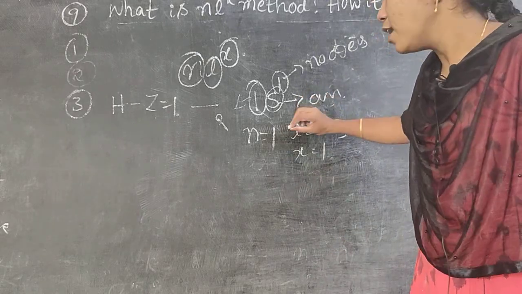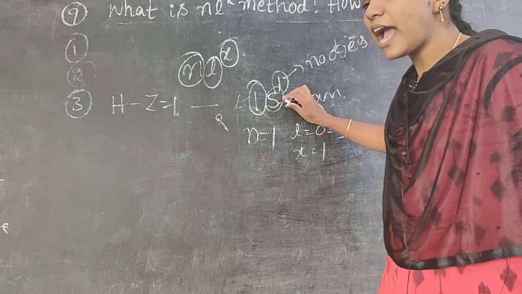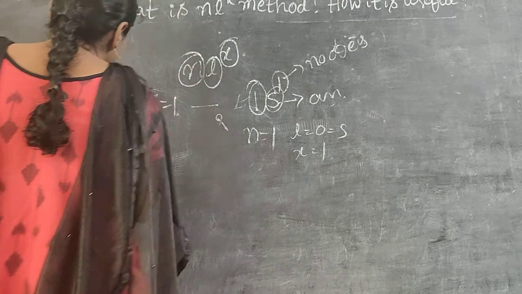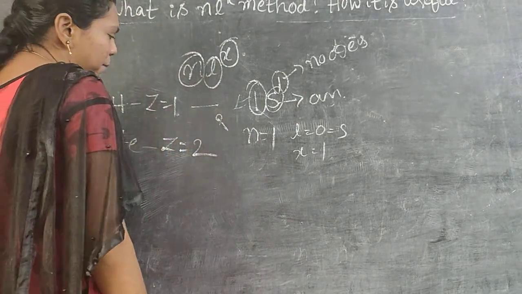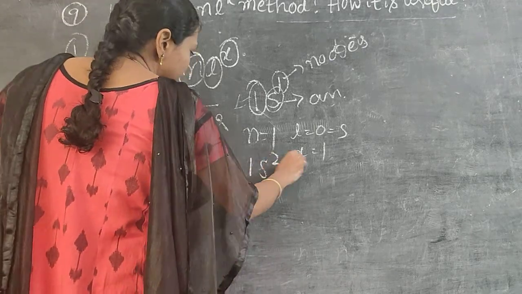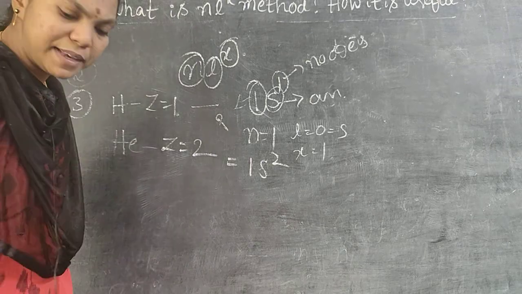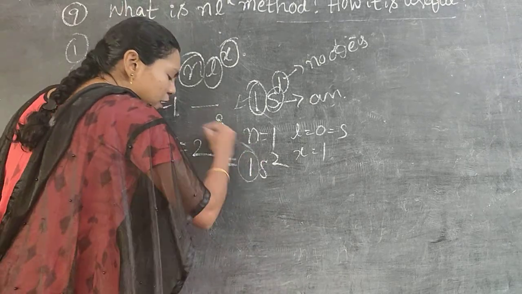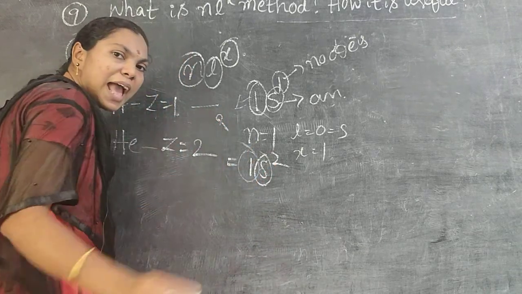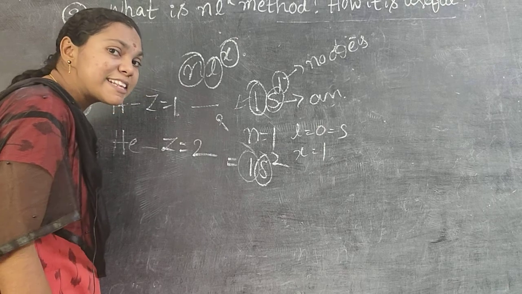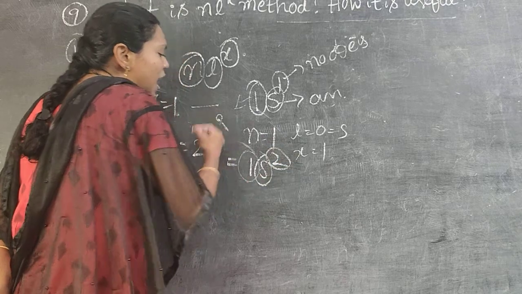Based on the NLX method, we can easily write the electronic configuration of an atom. Not only hydrogen, we can take helium also. For helium, Z, the atomic number, is 2. The electronic configuration of helium is 1s2. Here 1 is the principal quantum number, s is the angular momentum quantum number, the L value, which is 0 for s, and 2 is the number of electrons.